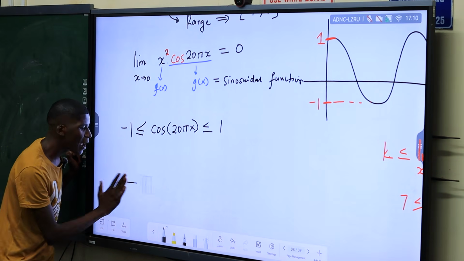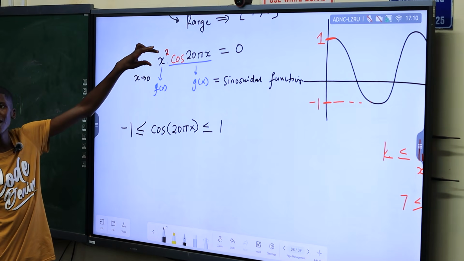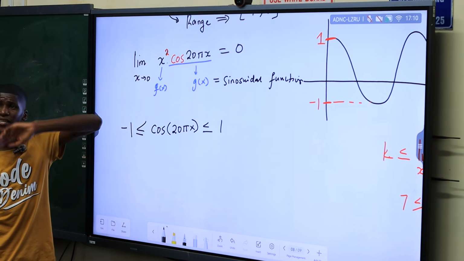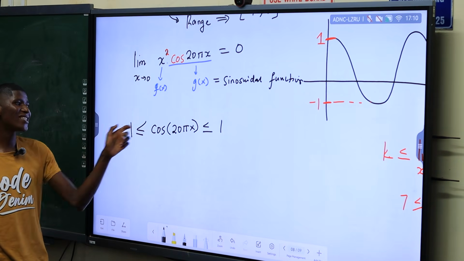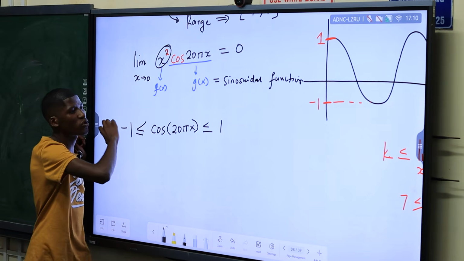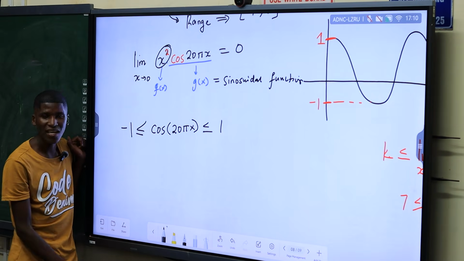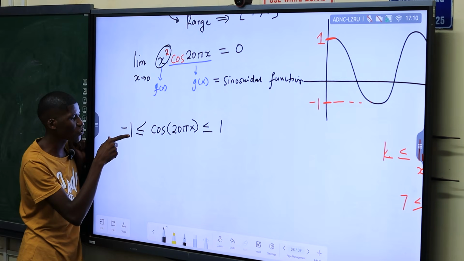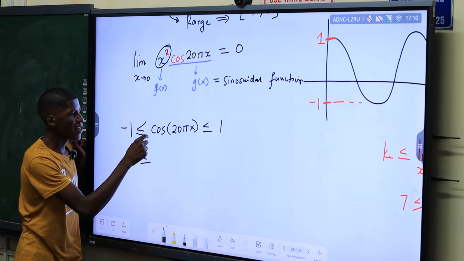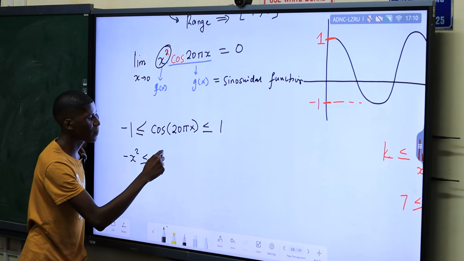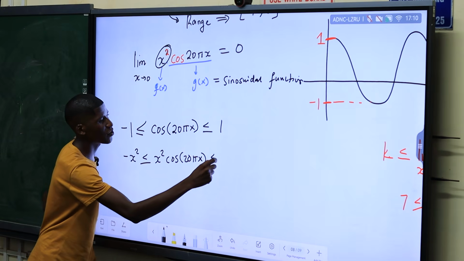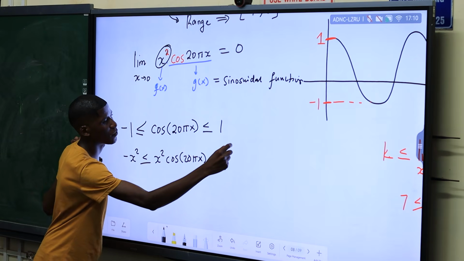So now how will my range change here? With x squared. So my range will now be minus x squared to x squared. But it is introduced mathematically: you now multiply by your new amplitude throughout the entire inequality. So this is going to be minus 1 times x squared, minus x squared, and then cos 20 pi x becomes x squared cos of 20 pi x, and then less or equal to x squared, positive.